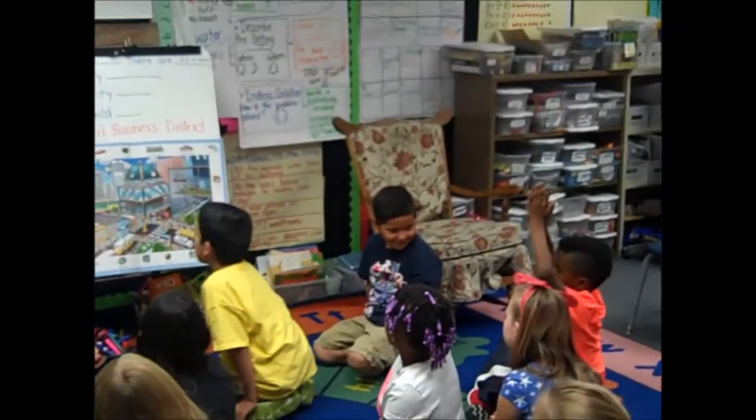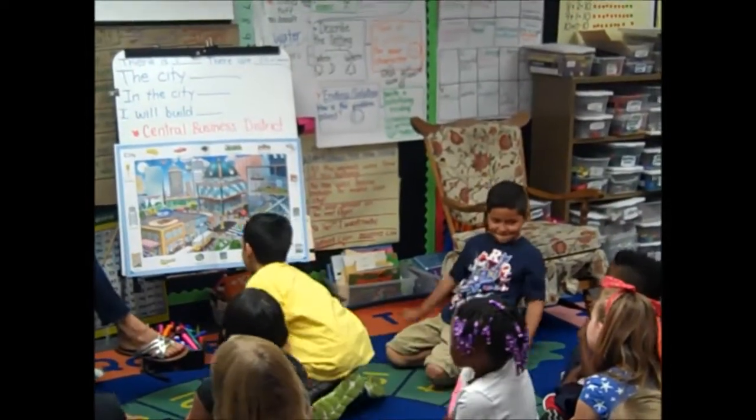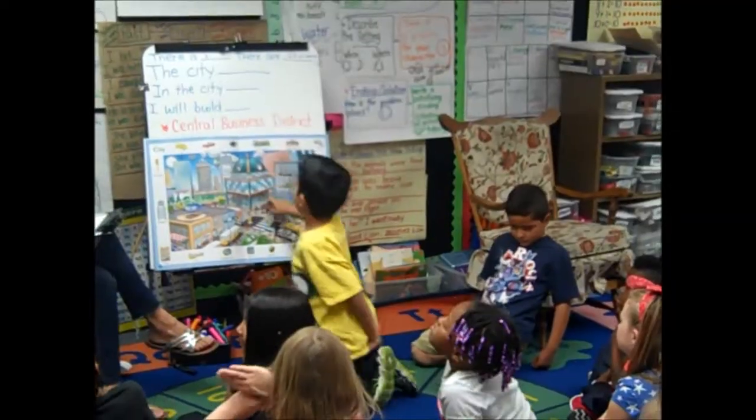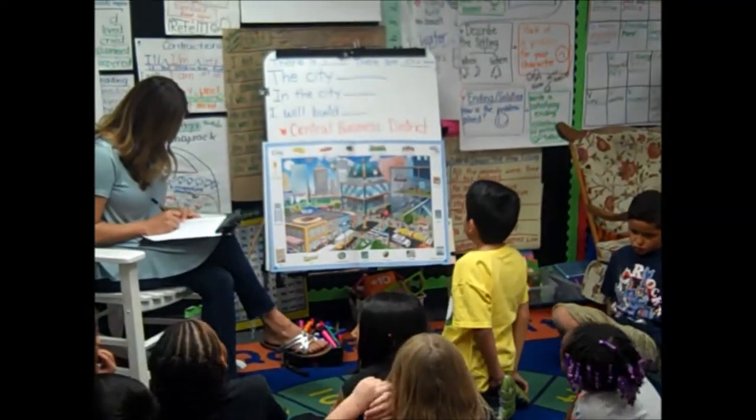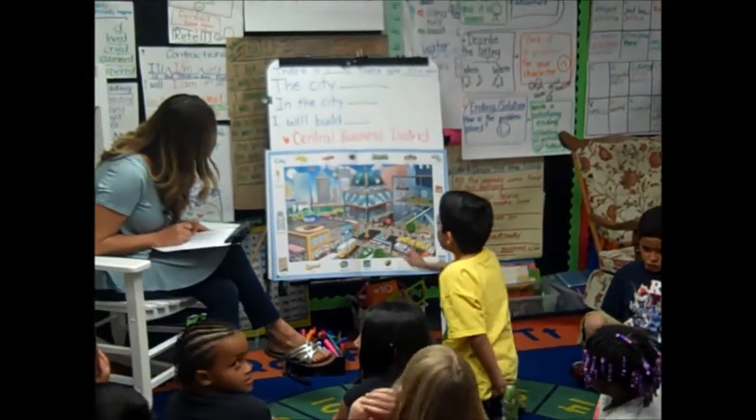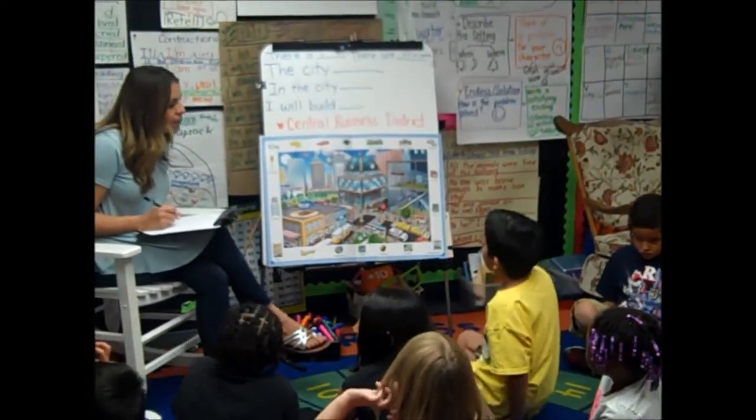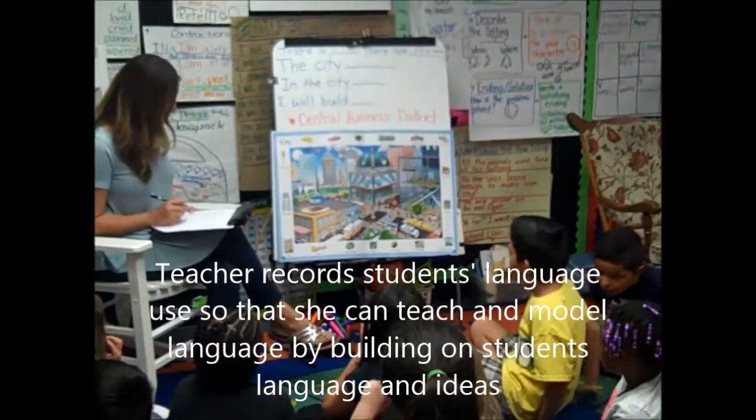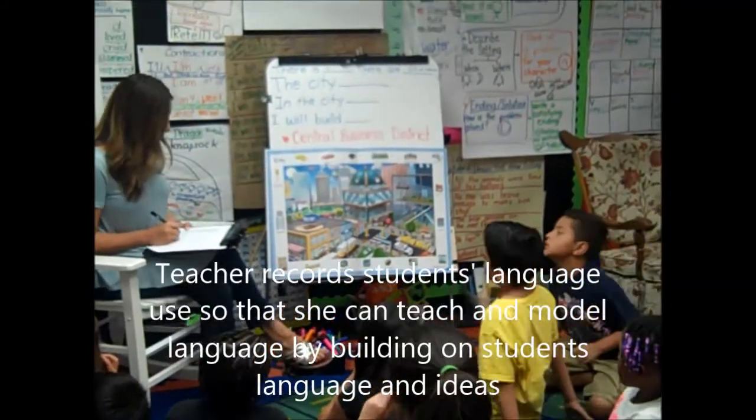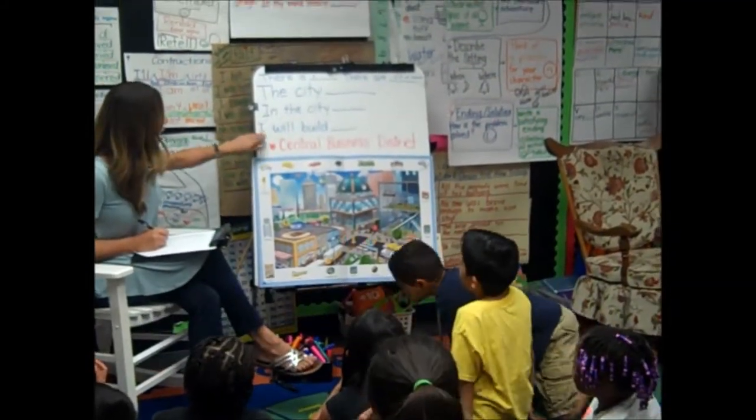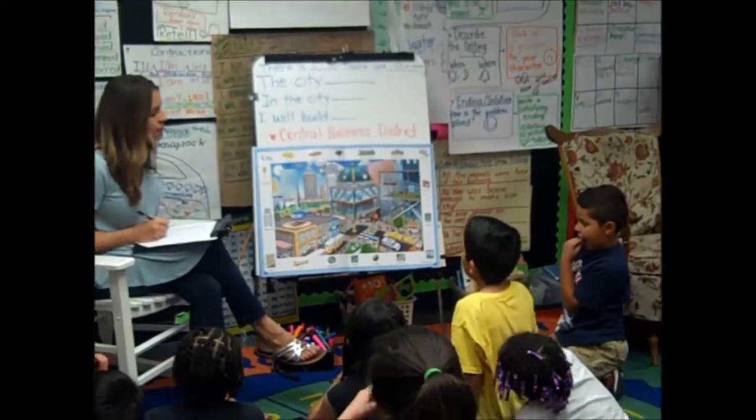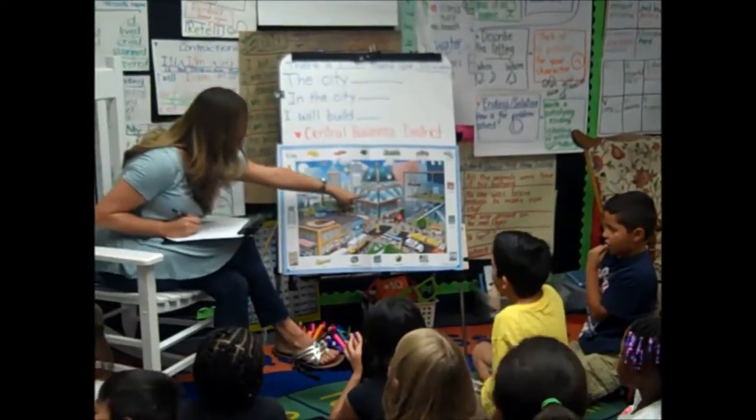Eric, nice and loud. I will make in the city the blue glass circle thing. Okay, what do you think that might be? I want a school. Oh, okay. So could you say, in the city I will build? I will build a school. Okay. And you could describe it with?